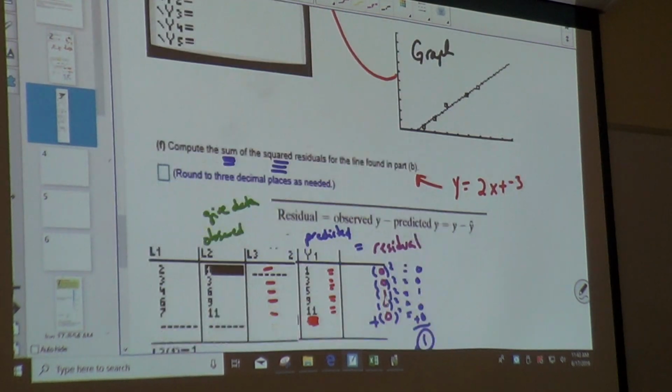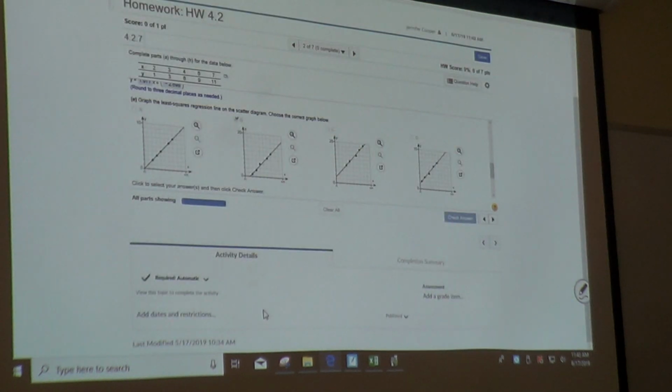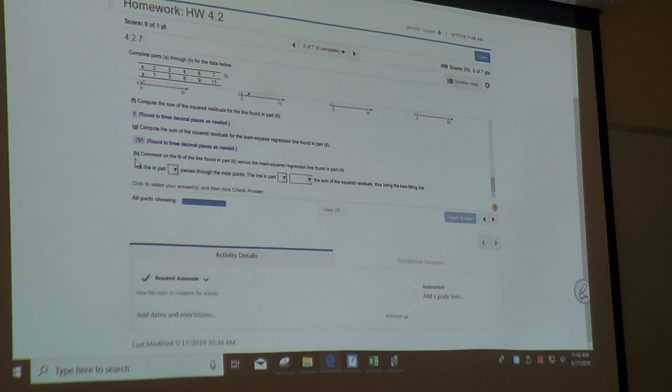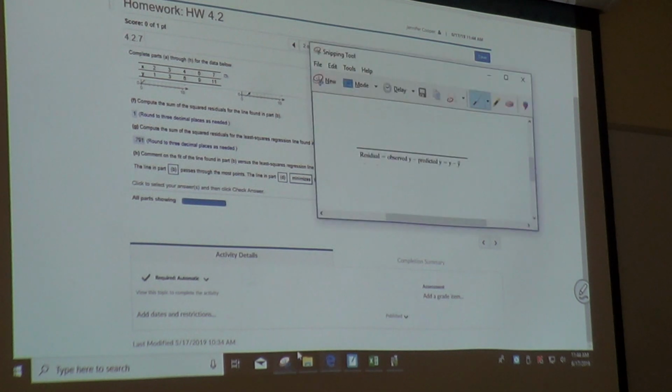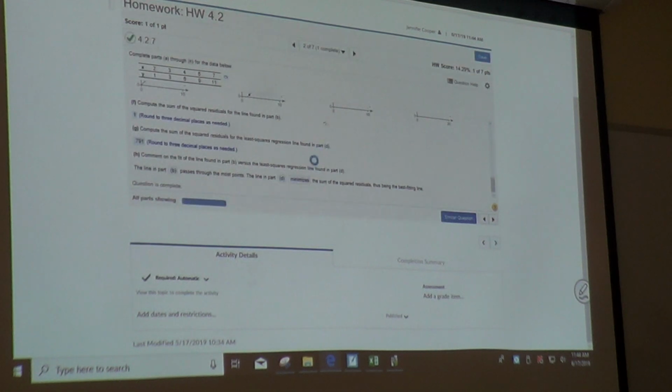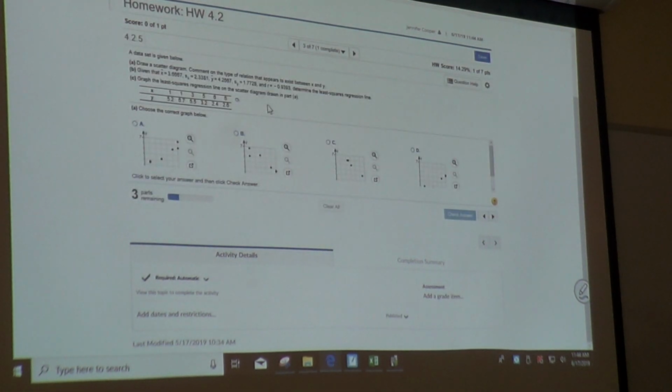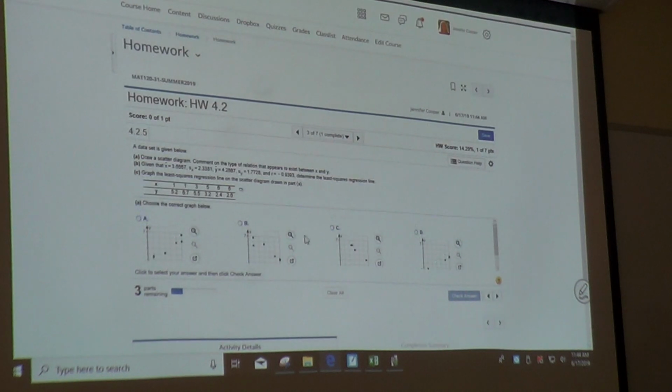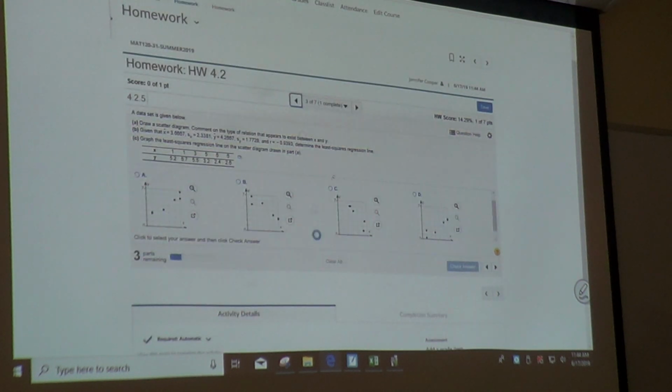So I would say, scroll back down, the line in part B, which is the top one, passes through most of the points. The line in part D minimizes the sums, which makes the best fitting line. When you're doing it in your calculator, your calculator is going to be more exact. Hold on, let me pull this up so that you can see.